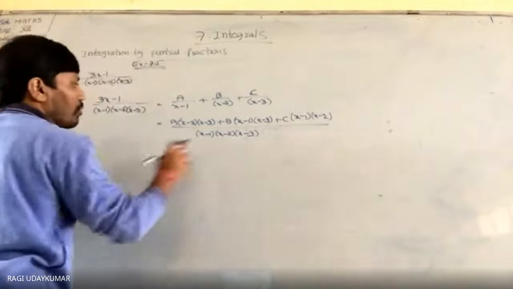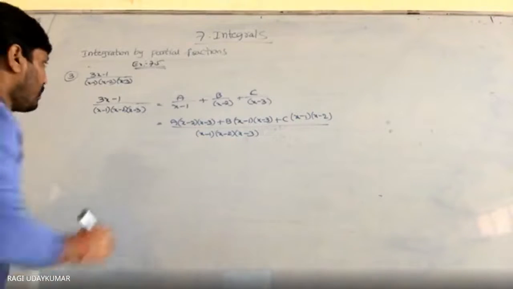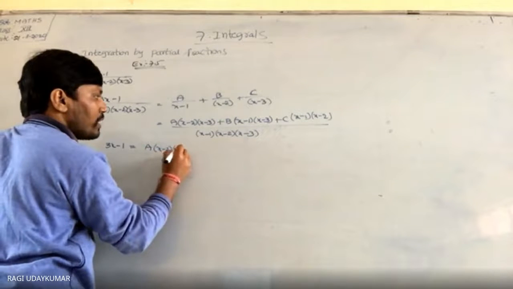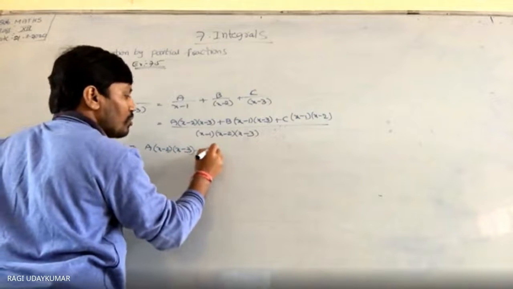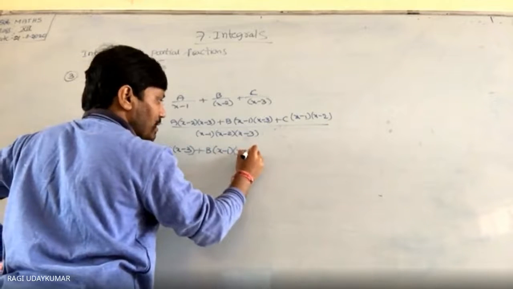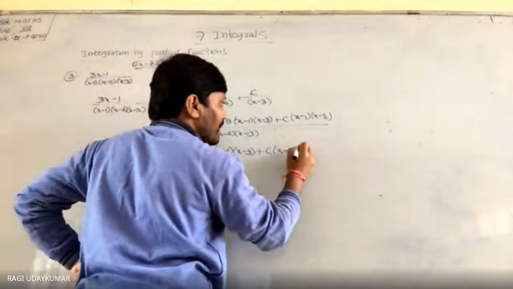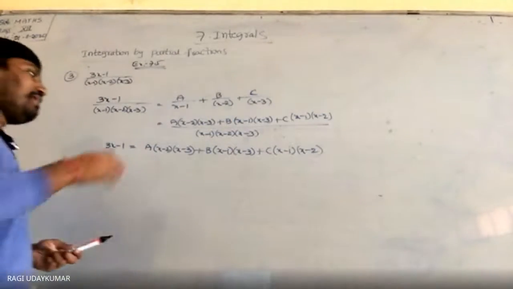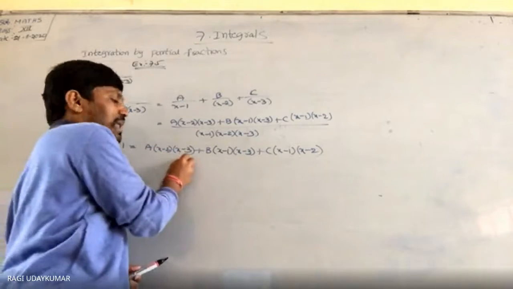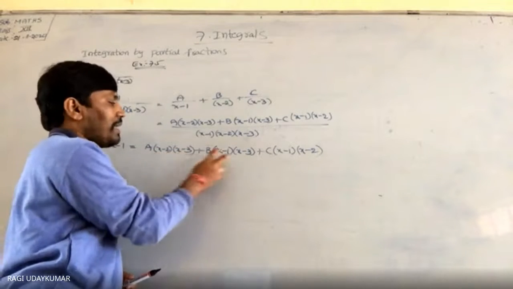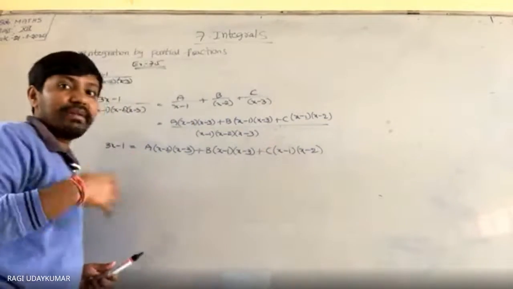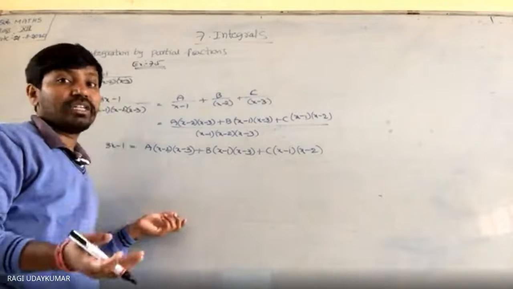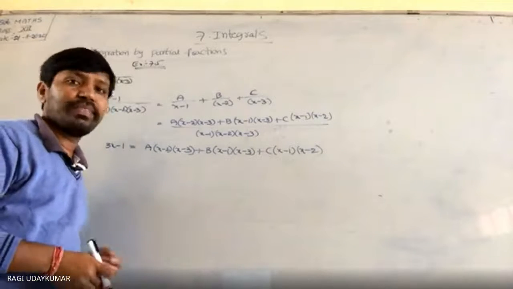The denominators here are both the same. So from this you can say that 3x minus 1 is equal to a into (x minus 2)(x minus 3) plus b into (x minus 1)(x minus 3) plus c into (x minus 1)(x minus 2). Now we need to find the values of a, b, c by substituting values. If you want, you can multiply everything out and compare the coefficients of x square, x, and the constant, but that will be a lengthy method.